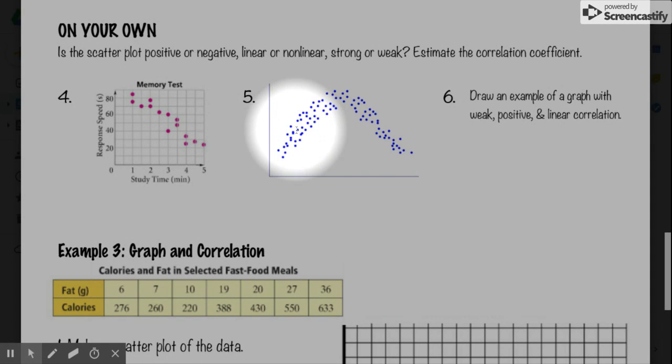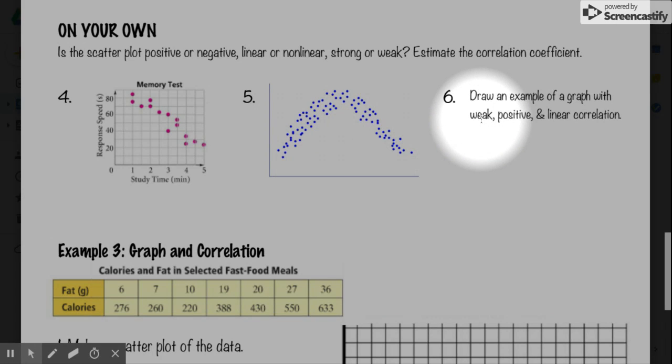Number 5, this one's kind of tricky because it went up and then back down, so you would say positive and then negative. This is nonlinear because it's not a straight line. Again, it kind of is between strong and weak. I would say it's fairly strong just because they mostly follow a pattern. And then the correlation coefficient actually doesn't exist on this one, so that may have been confusing because it switches direction. We can't give one number.